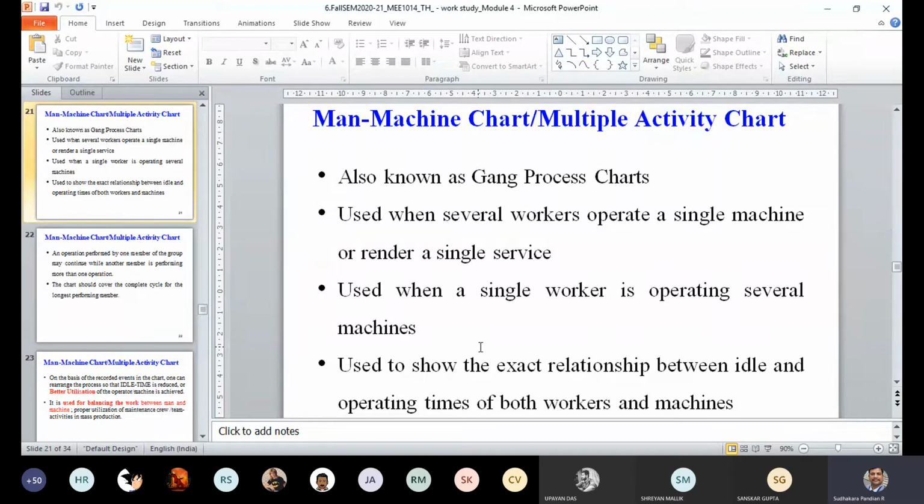Whatever we have discussed so far, we imagined that the operator is doing some activity on a particular machine or particular area. Whereas here in the man-machine chart or multiple activity chart, he can move from one machine to another machine, or the machines are nearby him, so he can work in parallel with each machine. It happens in small industries, subcontracting industries. They will not appoint more laborers. So one laborer will take care of several machines, 2 or 3 machines, simultaneously.